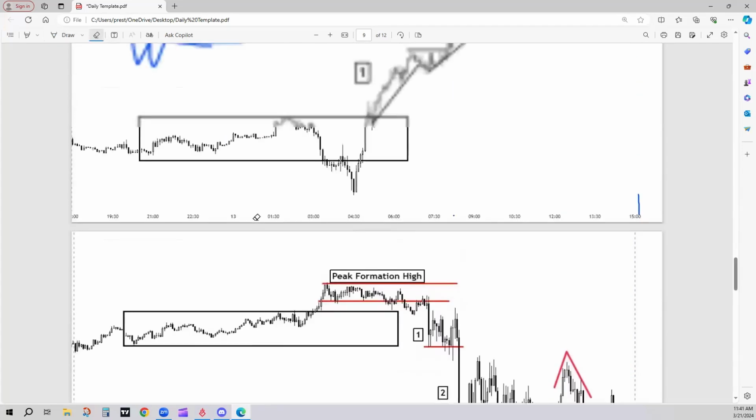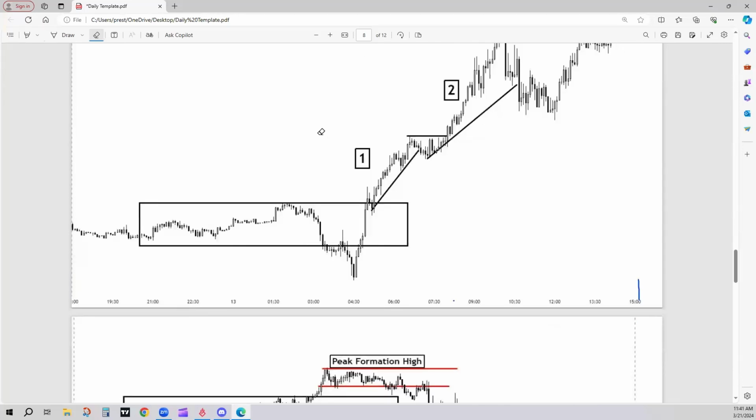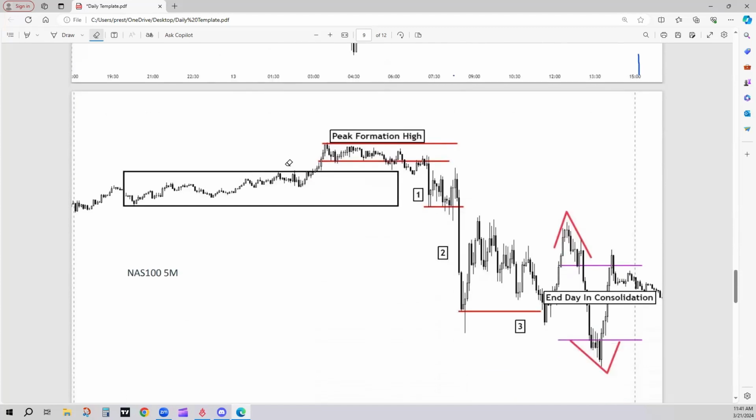Now, a lot of these charts, these mostly are 5-minute charts. I think that for the level count on the day itself, 5-minute charts are a lot easier to see these patterns.